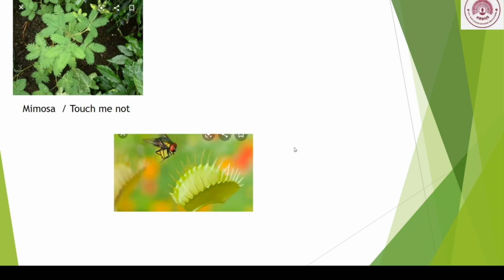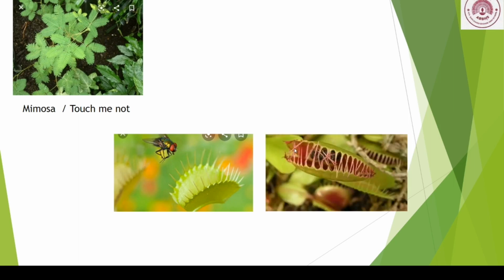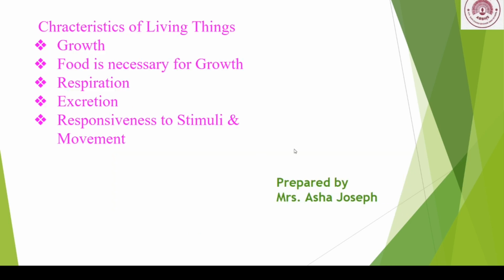The Venus flytrap is a special kind of plant. When an insect comes near, the leaves shut close, trapping the insect inside. These plants are called insectivorous plants as they eat insects. Non-living things do not respond.